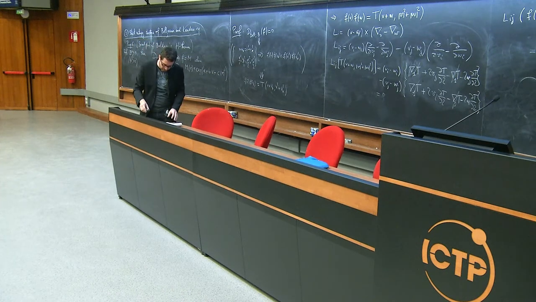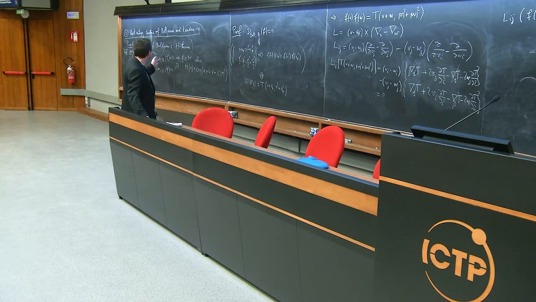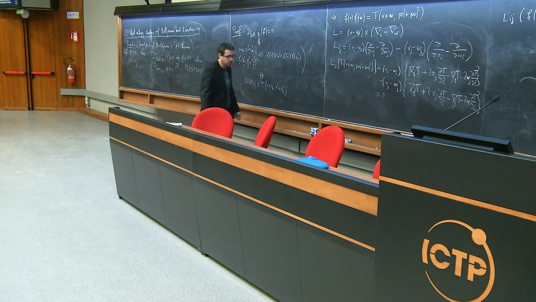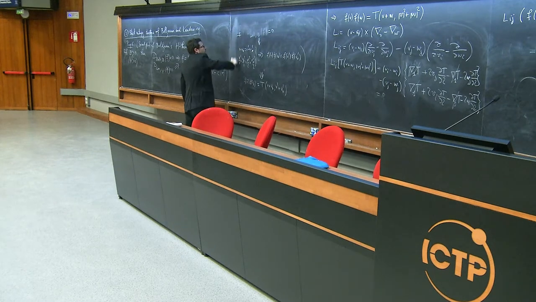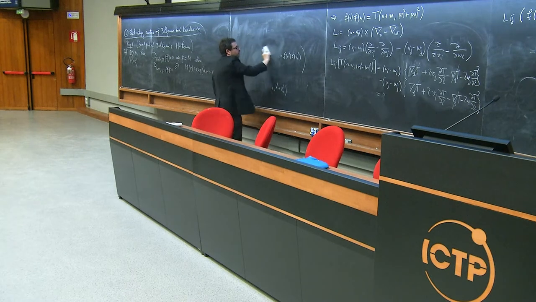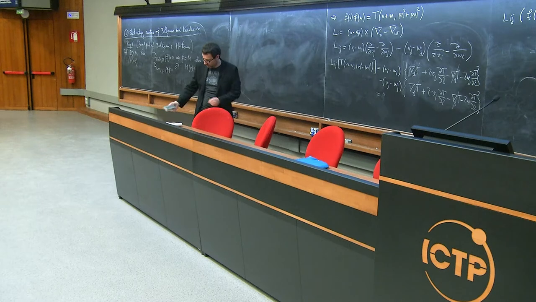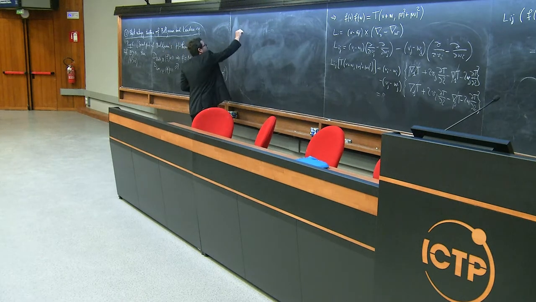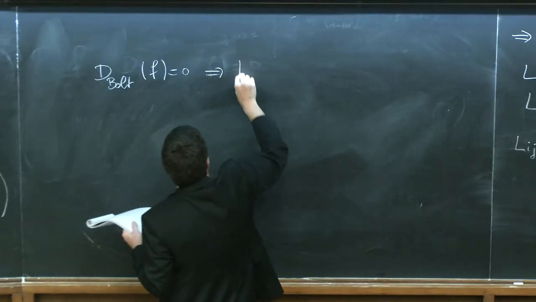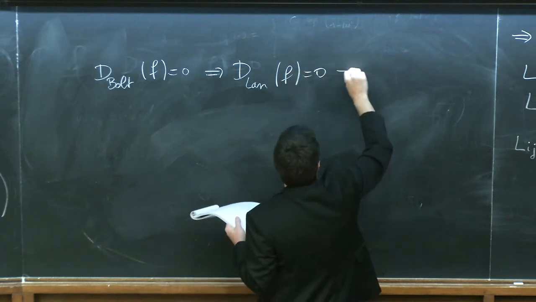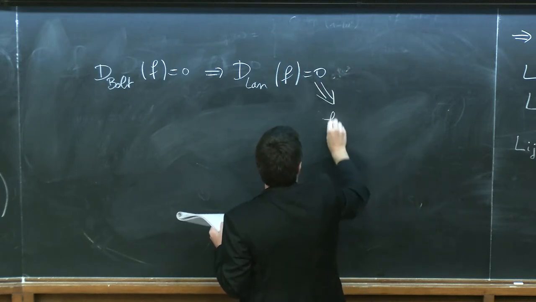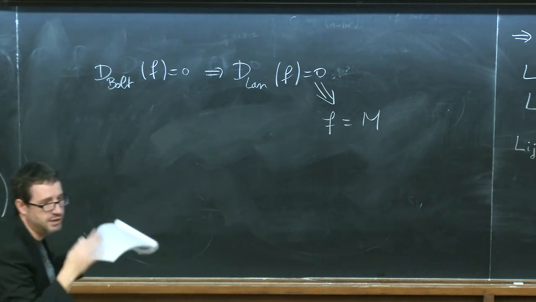Before I show you how this can be done, let me conclude on this proposition here by saying that basically we have now the strict entropy structure because we have the following graph of implications. What we just proved is that D Boltzmann of f is equal to zero implies, in fact, that the entropy dissipation of Landau is equal to zero. And this implies, in turn, that f is a Maxwellian. This is just what we did in this proof.